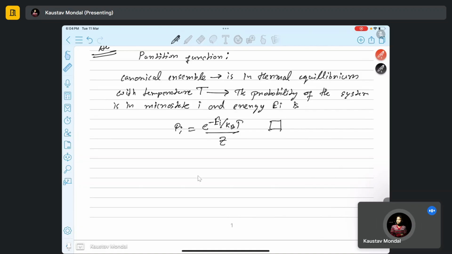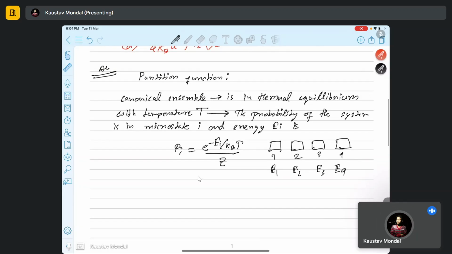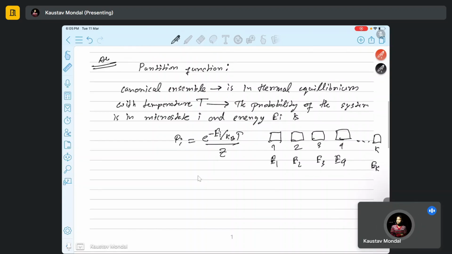Let's suppose these are all microstates. This is microstate 1, this is microstate 2, this is microstate 3, this is microstate 4. So in a given macrostate, there can be multiple microstates. Each of the microstates has energy E1, E2, E3, E4, and it runs up to K. For all of these microstates that exist for a macrostate, what is the probability that the system will end up in the ith microstate with energy Ei? The probability is given by this formula, Pi.